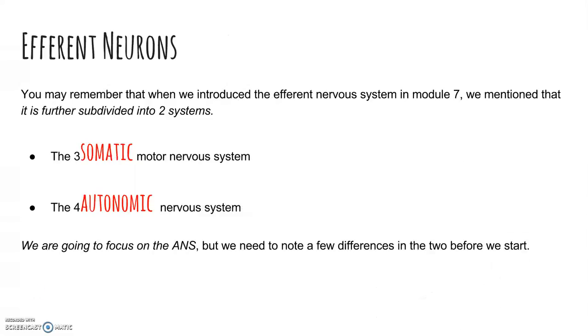You might remember that when we introduced the efferent nervous system, it's been 2 chapters ago, we mentioned that it was further divided into 2 different systems. I don't know if you remember that slide presentation, but we divided this group into 2, then we divided that group into 2, and then we divided that group further into 2. Well, here we go. So the efferent neurons are divided into the somatic nervous system and the autonomic nervous system. Somatic motor nervous system, SMNS, and the autonomic nervous system, the ANS. So we're really going to focus on the ANS, but we need to note a few differences in both of them before we get started.